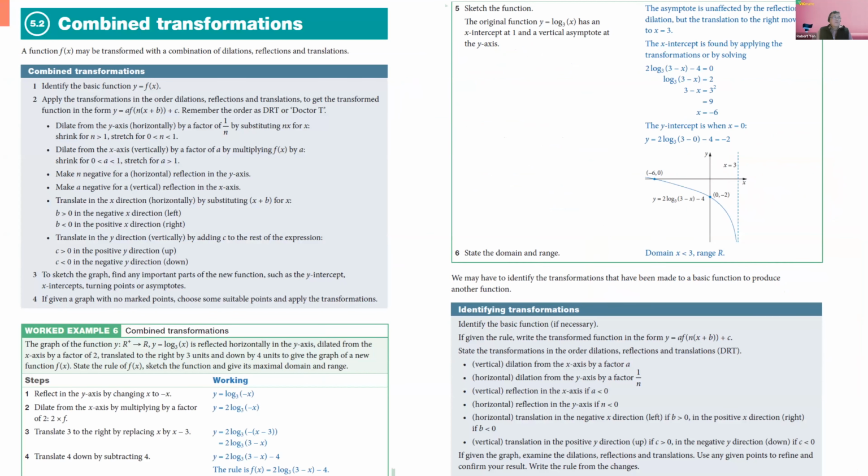Okay, so next section is called combined transformations, and any kind of rule or formula that's important to know, any facts or formulas, we'll put in one of these shaded boxes. So here we're talking about combined transformations and the importance of using the DRT rule. And there's another example there. Okay, next page.